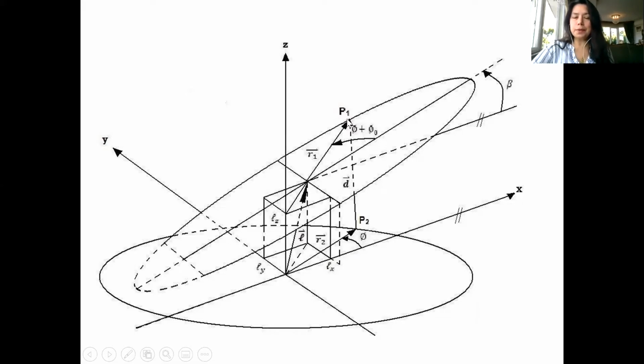Now, point P1 is defined on circle 1, which has a phase of phi plus phi 0. This is time varying. And the phase of point P2 on circle 2 is phi. Note that we have a phase difference of phi 0, which can be constant or time varying depending on the circumstance. We define the distance vector from point P2 to point P1 as the difference of the radius vectors plus the distance between the centers of the two circles.